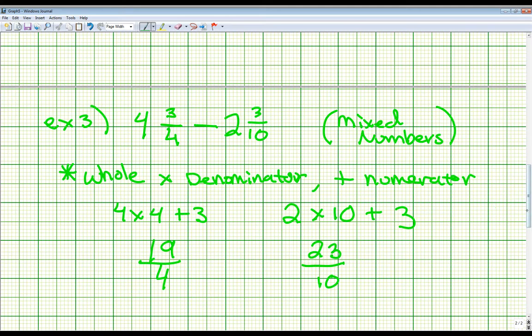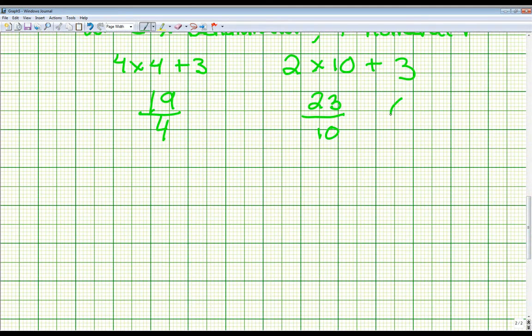Now what I'm going to do next is label these improper fractions. This is what an improper fraction looks like because the top is bigger than the bottom. So now that we've taken these and made them improper, we now have to do the subtraction because the original problem asked us to subtract these two. Now again, in order to subtract, we have to find a common denominator between 4 and 10. So again, we want to try and find the lowest common denominator, without simplifying.